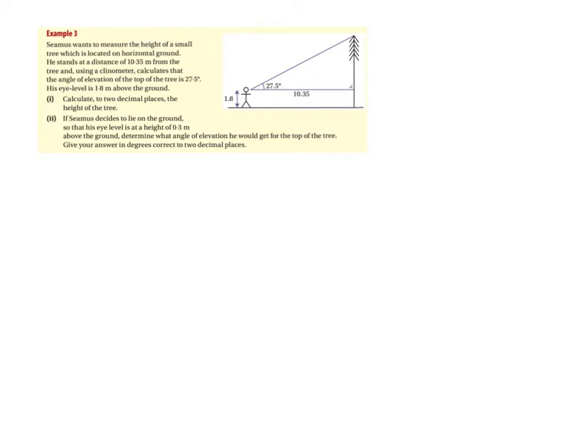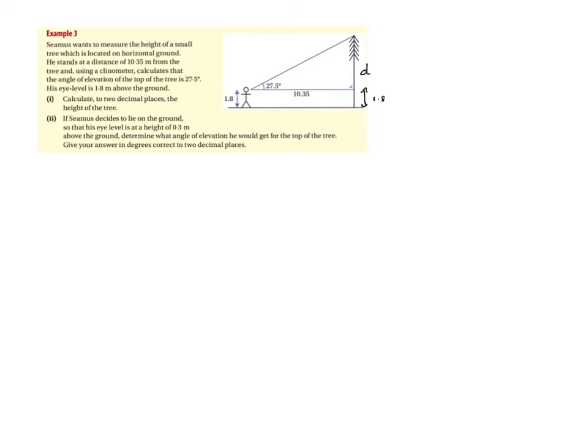It says here his eye level is 1.8 meters above the ground, so we're not taking the triangle from the ground, we are taking it from slightly above the ground, 1.8, and that's where we're going to do all our working from. It says calculate to 2 decimal places the height of the tree. Hopefully you can see we have a right angle triangle, an angle and a length. So we should be able to calculate this distance, which I'm going to call D. Don't forget at the end, to find the total height of the tree, we still have to add on this 1.8 here.